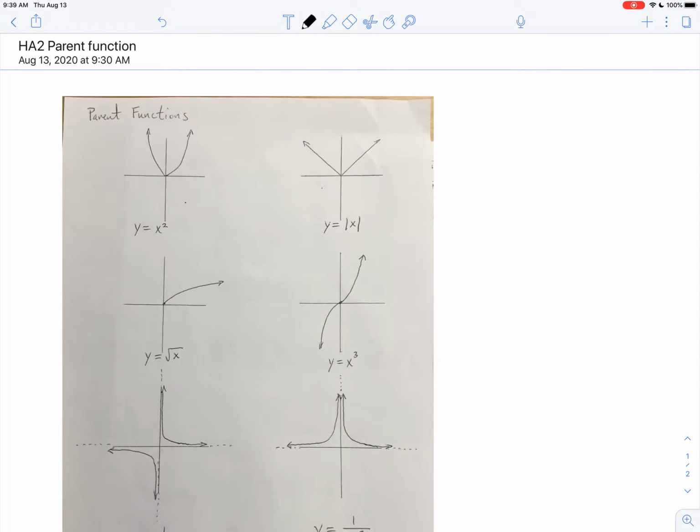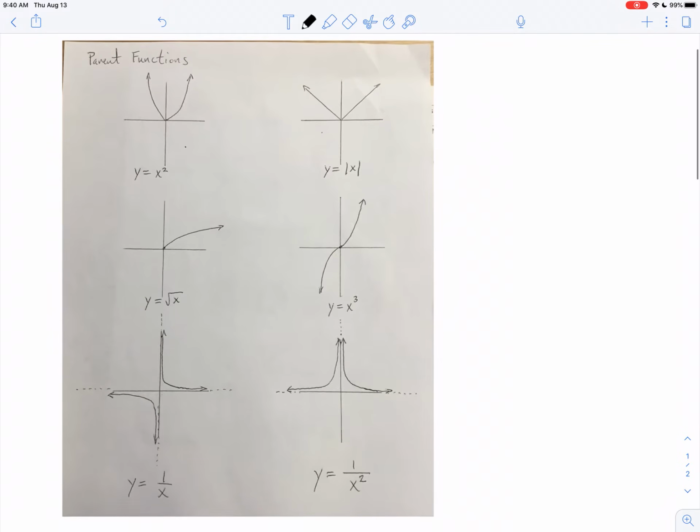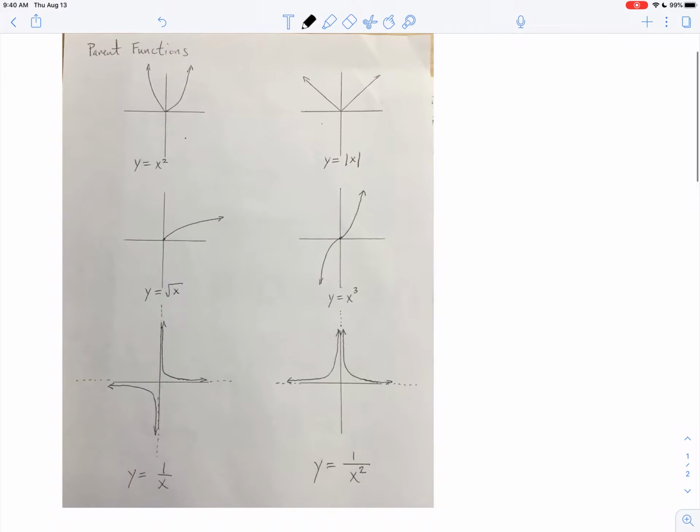Parent functions. Well, every graph out there has its most stripped down, simplest form. So the ones I have right here, let me show you the whole thing. We're going to start with these 6 because we have to start somewhere. Anyway, the first one you should recognize, that's the parabola. The second one to the right there, that's the absolute value graph.